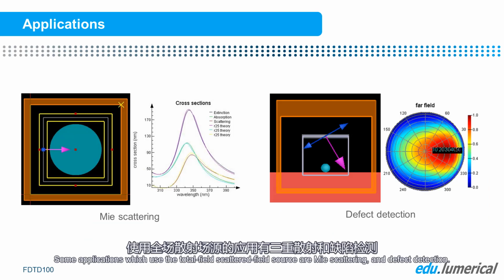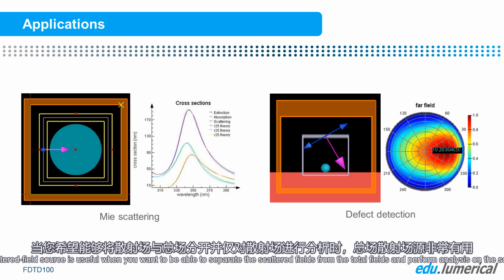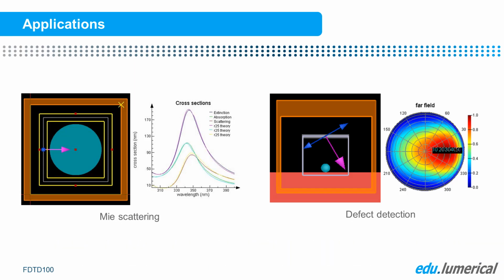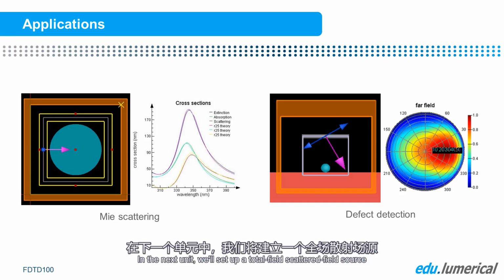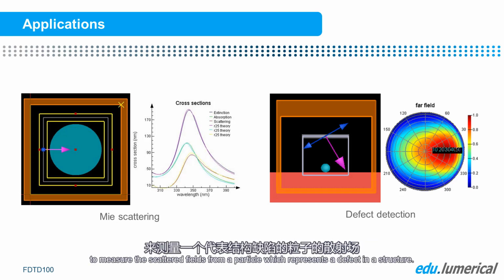Some applications which use the total field scattered field source are scattering and defect detection. The total field scattered field source is useful when you want to be able to separate the scattered fields from the total fields and perform analysis on the scattered fields only, such as by getting the scattering cross-section or the angular distribution of scattered light in the far field. In the next unit, we'll set up a total field scattered field source to measure the scattered fields from a particle which represents a defect on a structure.